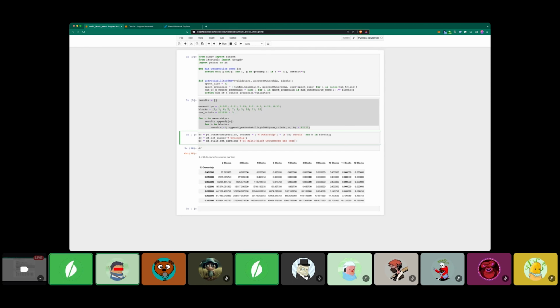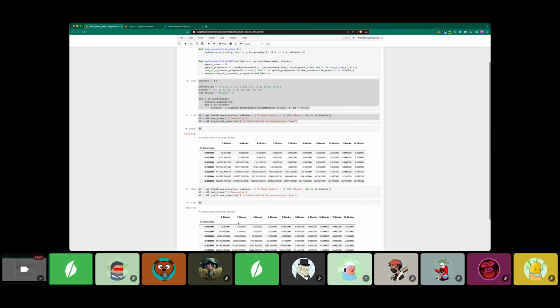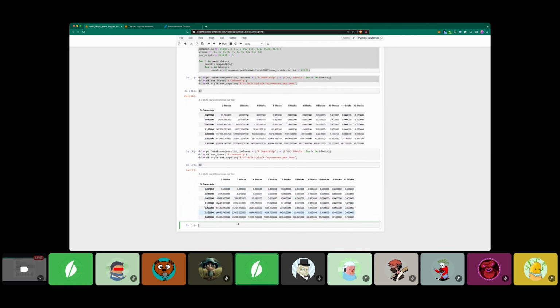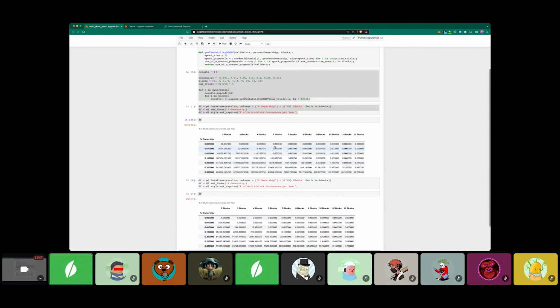Are the units in the chart on the bottom correct, or should it be multiplied by 100? Which one? This chart, the number of multi-block occurrences per year.